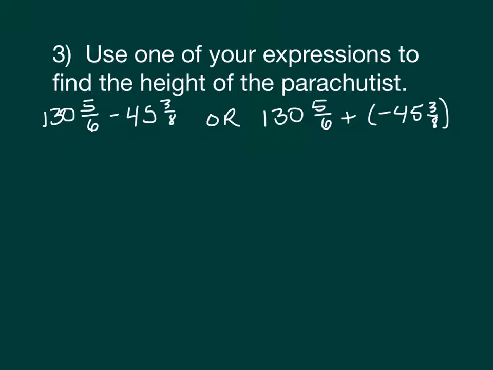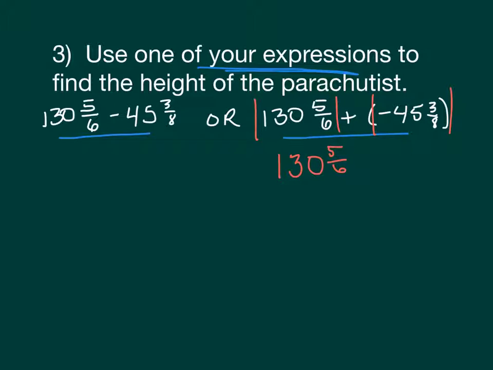The last task that we have is to use one of those expressions to find the height of the parachutist. So here's our two expressions. There's my subtraction problem. Here's my addition problem. Now, don't forget, when we add and we've got signs that are different, we know we're going to be finding the absolute value of both of those. So that would be 130 and 5/6. The absolute value of negative 45 and 3/8 would be 45 and 3/8. And then we know the signs are different. Find the difference. So I'm going to be subtracting, and look at that. These are exactly the same at this point.